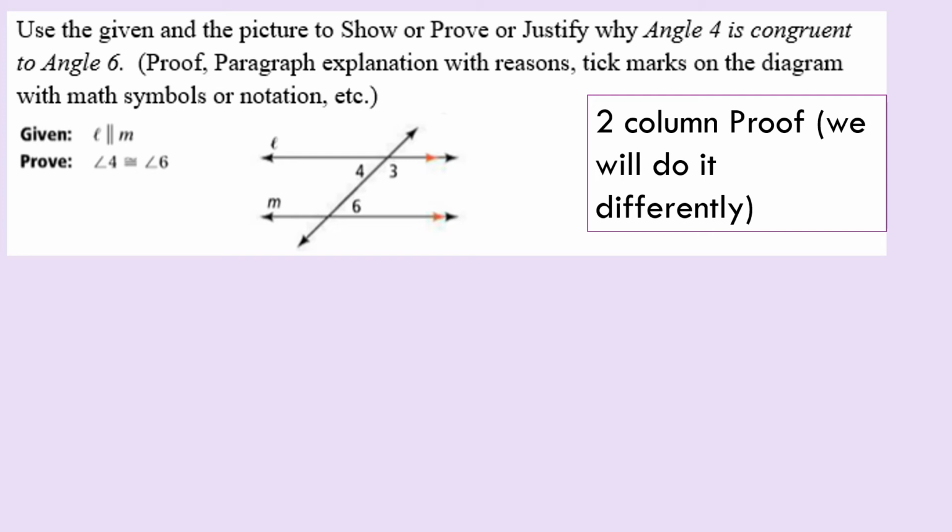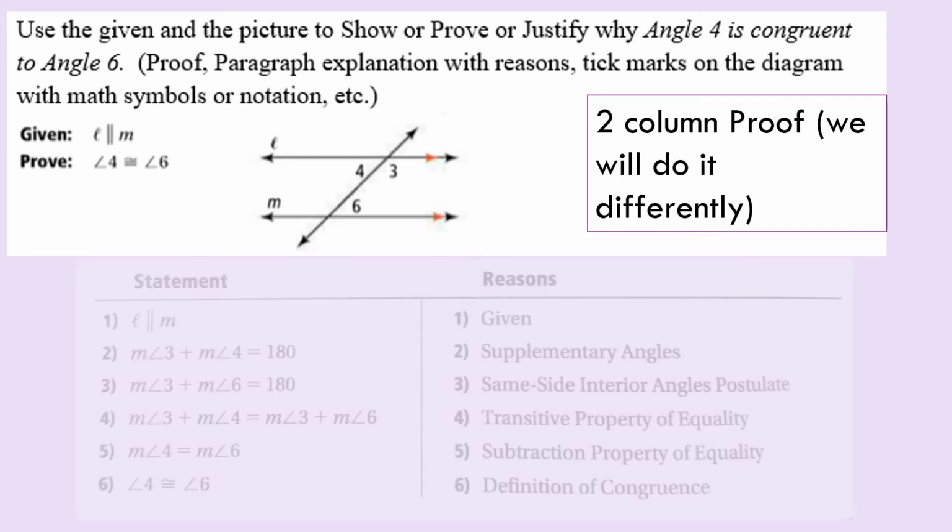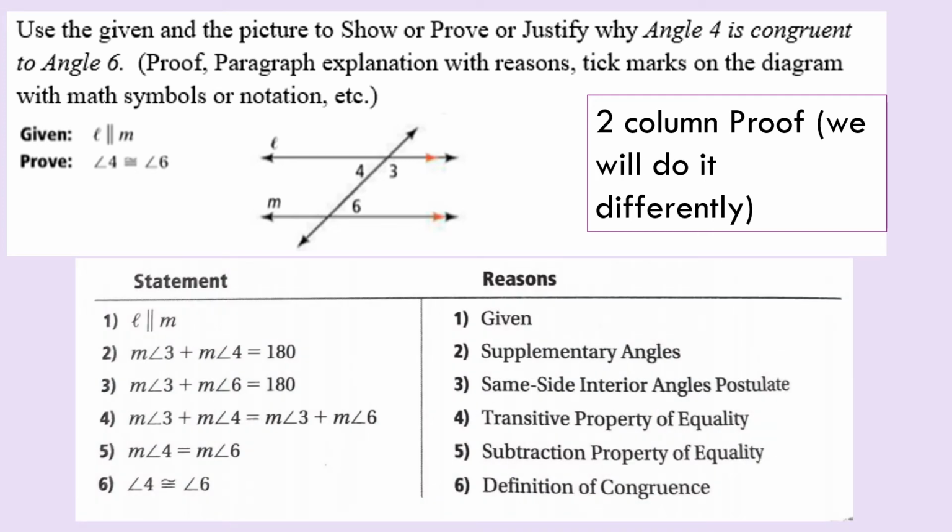So, for example, this 2-column proof, our given is that L and M are parallel, but we want to prove that angle 4 and angle 6 are congruent. So, my first statement is a given. The second statement would be that the measure of angle 3 plus the measure of angle 4 equals 180, which would be true because they form a linear pair, which are supplementary angles. Then we can write down that angle 3 and angle 6 equal 180 because they are same side interior angles, and that means that they equal 180.